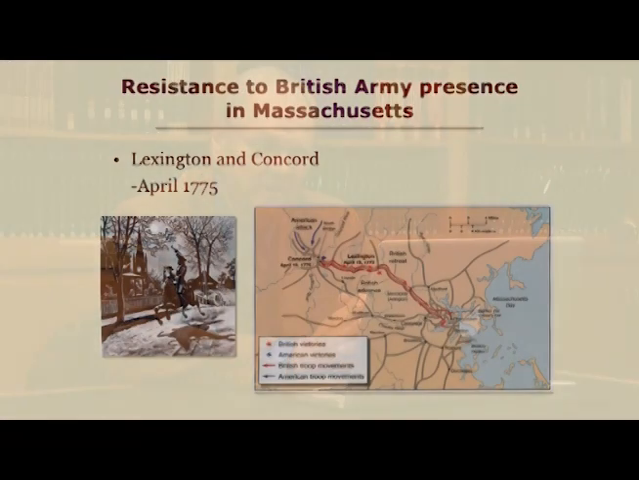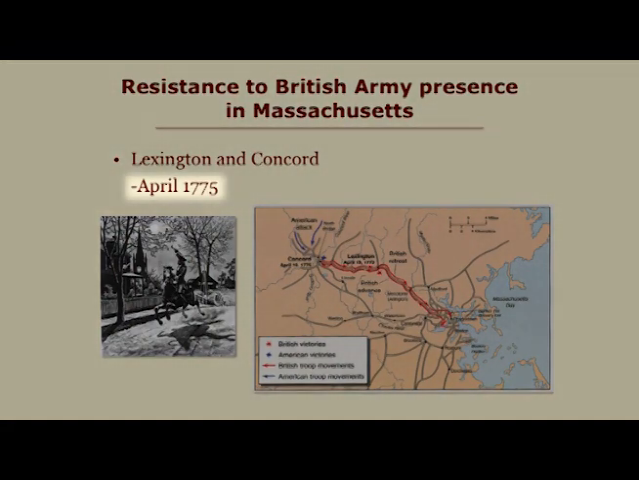The British presence in Massachusetts began to chafe the Americans, and they decided to resist with armed conflict. And on the fateful night in April of 1775, Paul Revere waited until he could see a signal from Old North Church as to whether the British were going to go from downtown Boston to Concord by land or by sea, land or sea being the way that they were going to get out of downtown Boston.